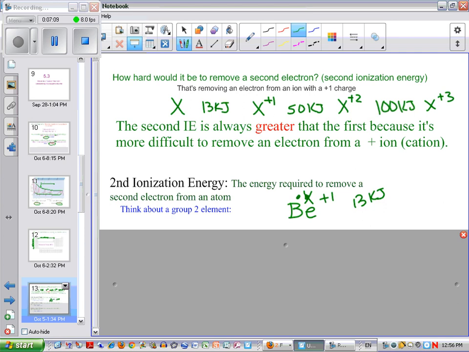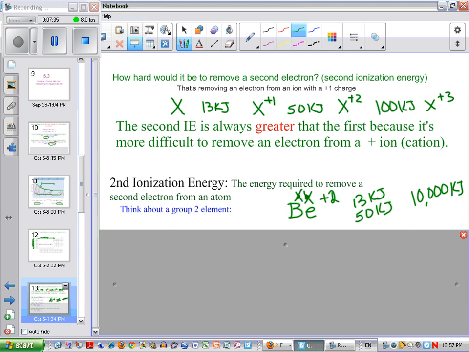It's going to cost me a little bit more to remove the second one, okay? So 50 kilojoules for the second one, and now I'm beryllium +2. We know the third energy level is going to be greater, right? But watch what happens. 10,000 kilojoules of energy to remove a third electron. Why do you think that's the case? Why did it jump up so high?